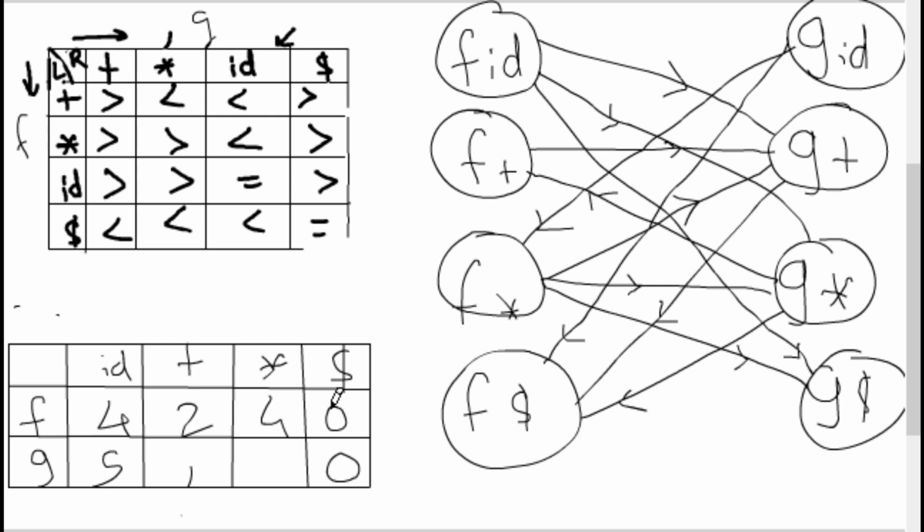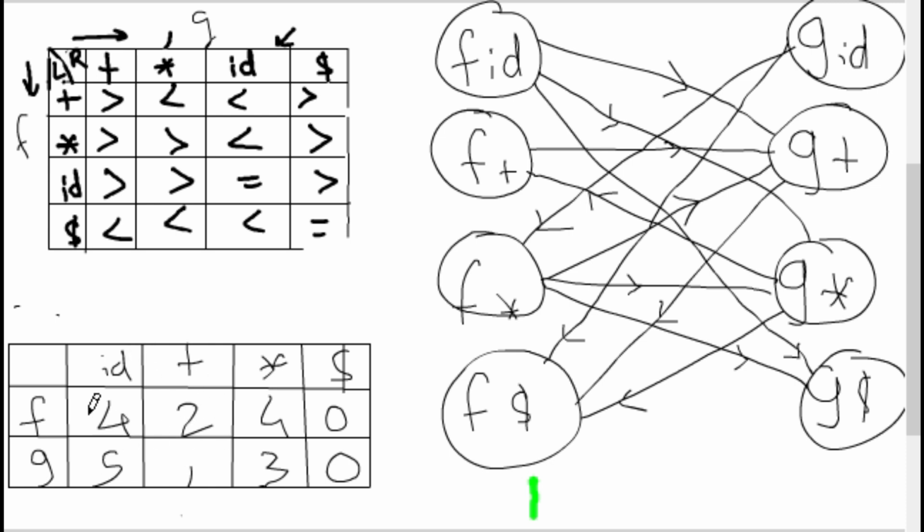Now let us look at G star. You can see that G star directly goes to F dollar. So there is one edge, one path. There is another path that goes to F plus, then F plus goes to G plus, and then G plus goes to F dollar. So there are 3 different lines. So 3 is the highest number. So therefore the answer is 3. So this is how you write the operator function table. This is the operator function table.